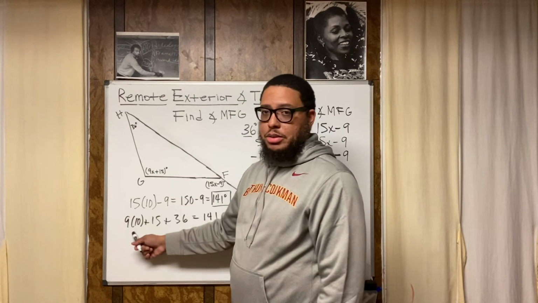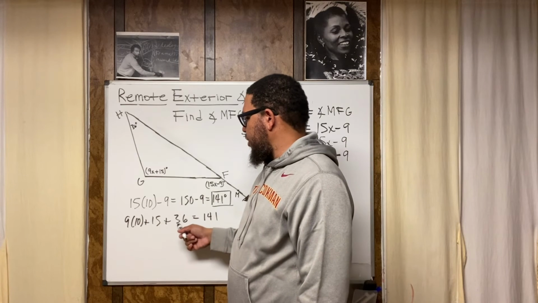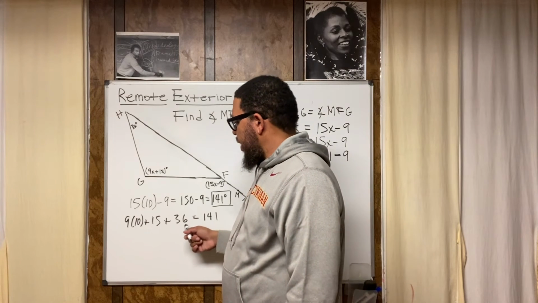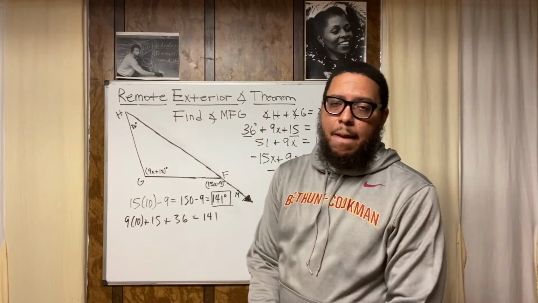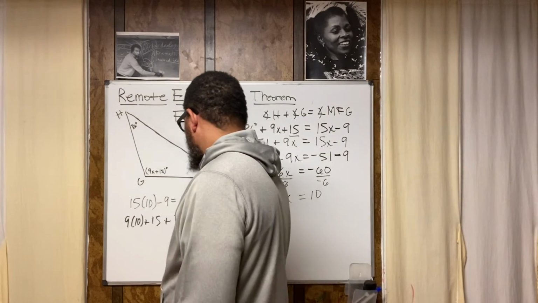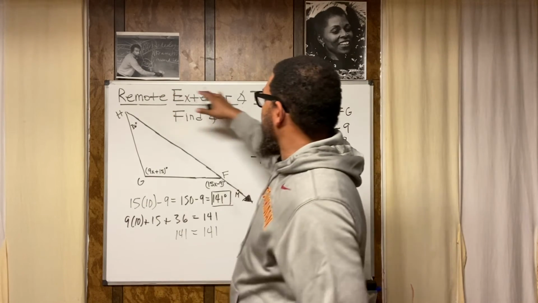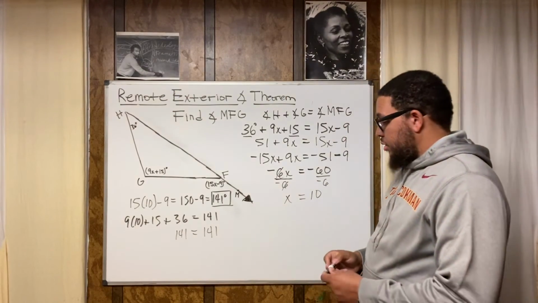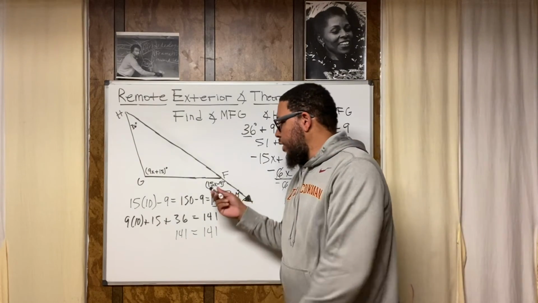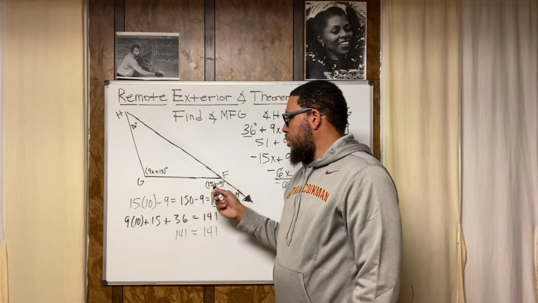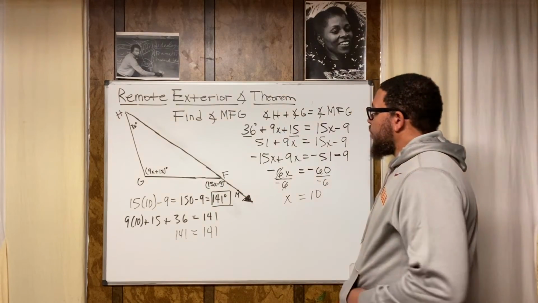What's 9 times 10? 90, right? 90 plus the 10 from the 15 is going to be 100. 100 plus the 30 from 36 is 130. And then 6 and 5. Well, 6 and 5 is 11. What's 130 plus 11? 141. So we good. All based upon the remote exterior angle theorem. X was 10. We took the x, used it to figure out what angle MFG was, which is right there. Yeah, we good.